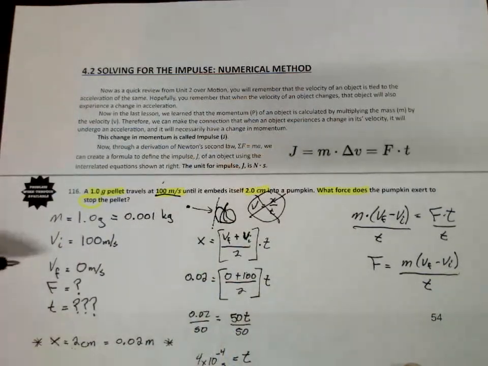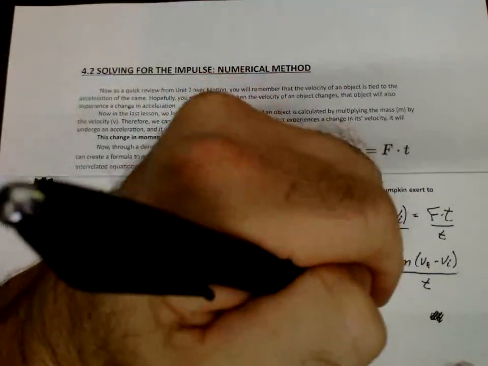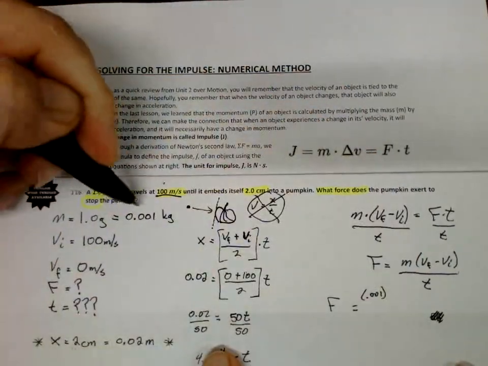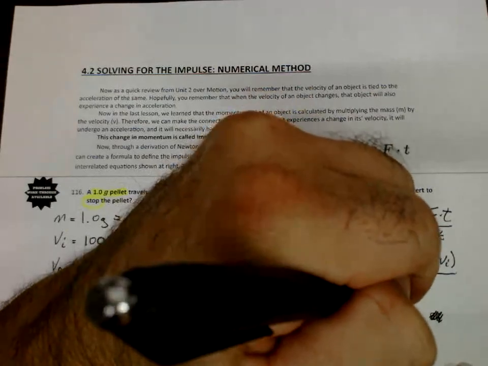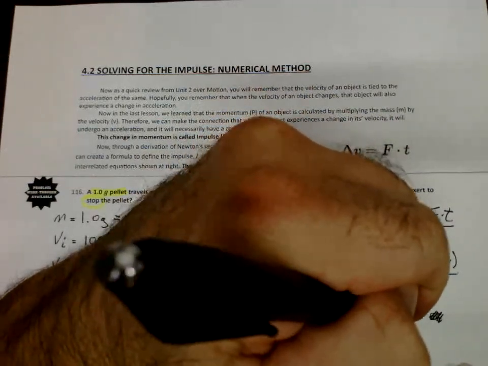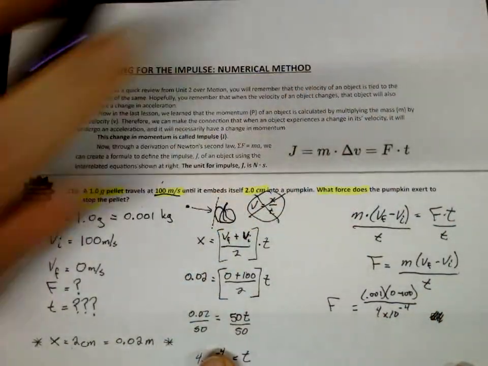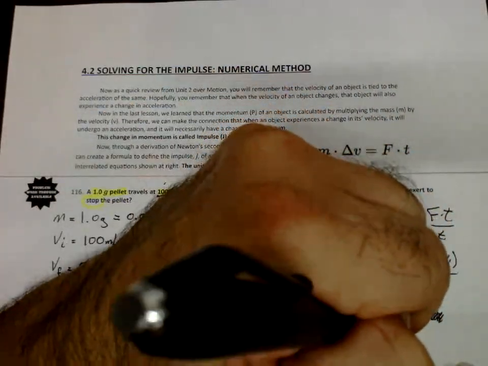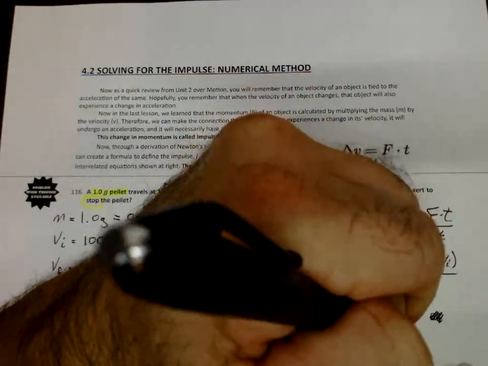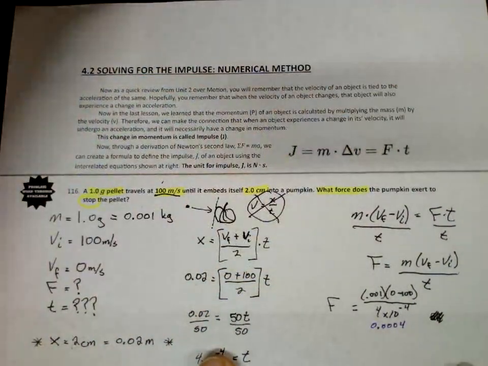Now that value, combined with final velocity, initial velocity, and mass, in this formula will give us our force. So we get force equals 0.001 kilograms is mass, 0 minus 100 is our velocities, and 4 times 10 to the minus 4 is our time. Now, just to be clear, we can rewrite this as 0.0004, right? So instead of writing it in scientific notation, you can write it like this, which makes it easier to punch into the calculator.